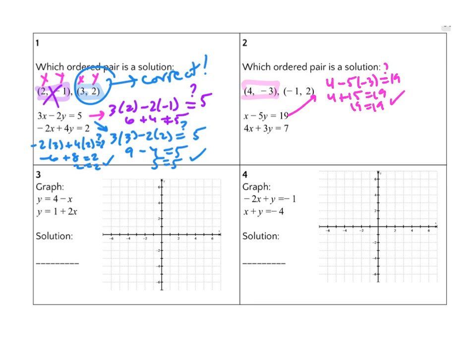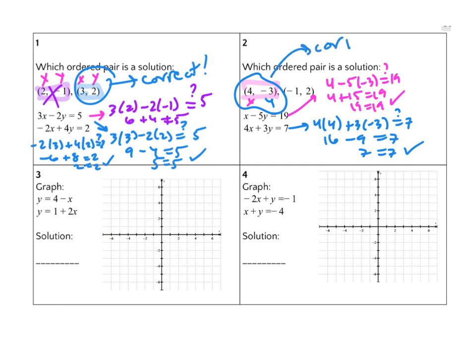So that was the first equation. Let's check the second one for my y, and that was my x. 4 times 4 is 16, plus 3 times negative 3. Does that equal 7? 16. Oops, that's minus 9, hey. Wait, yeah. Yay. So this is correct, this one. Yay. Brilliant. We love that.